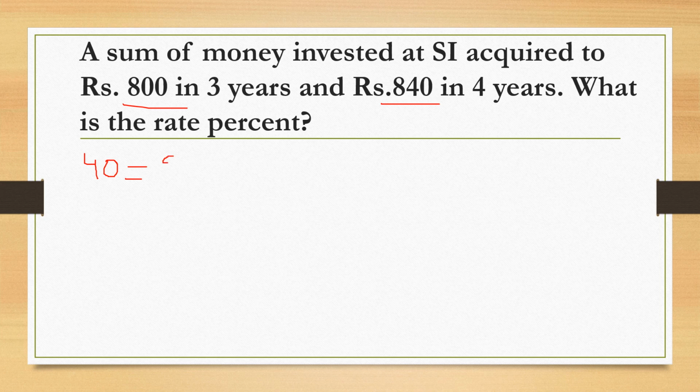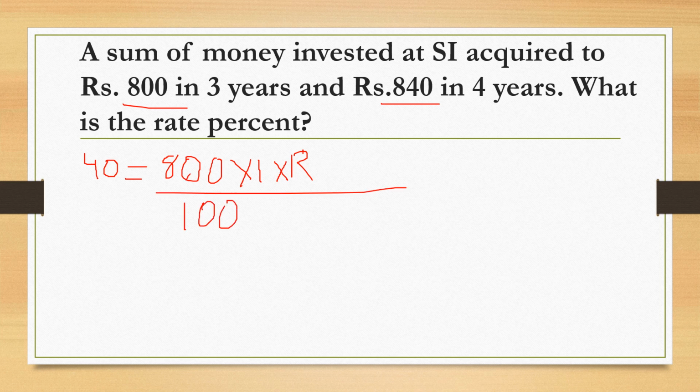Here P is 800, N is 1, and R we have to find out, all divided by 100. We can cancel these zeros. So R is equal to 40 by 8. That is 5%.